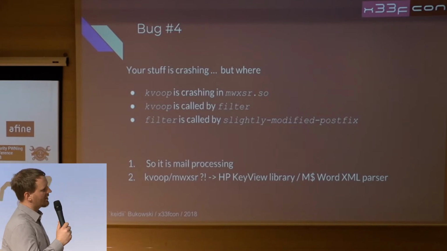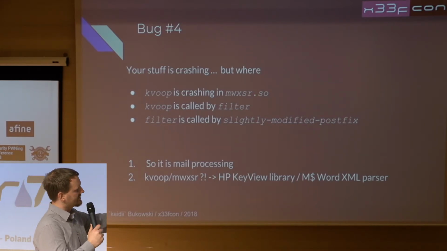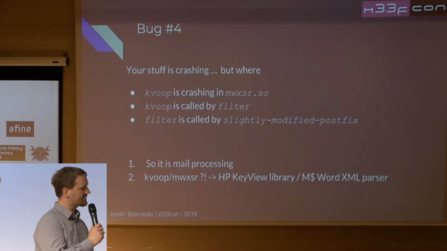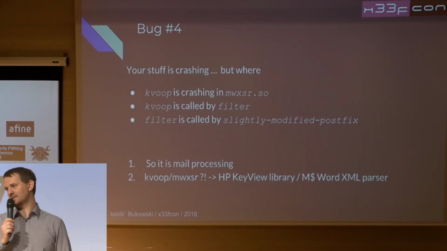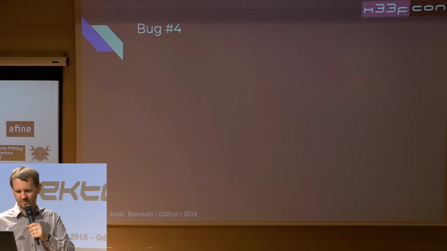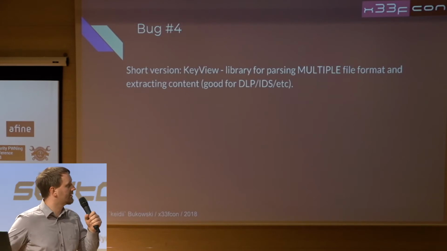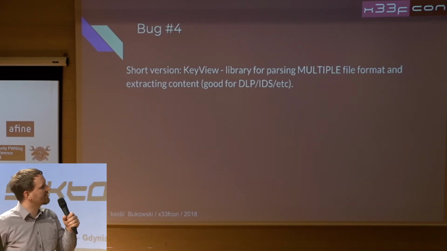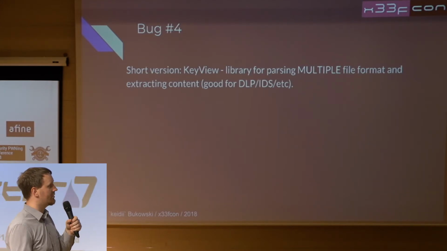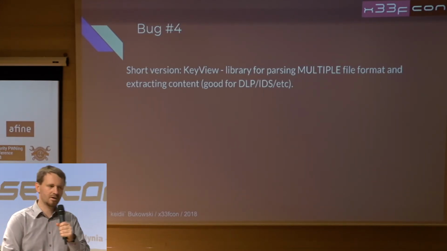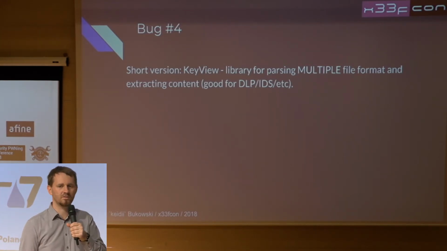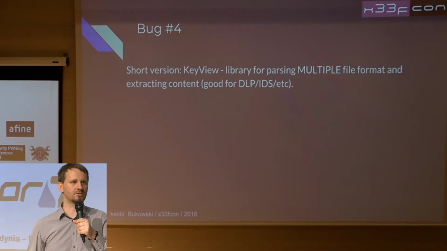So they wrote a library, and this MWXSR is Microsoft Word XML something reader. So it makes sense if you already find it on the internet. More Google later. This is a library to parse multiple file formats and extract the content, for example, for DLP. So when you're sending docs, it is extracting the content to see that you are not shipping, I don't know, bank secrecy or whatever.